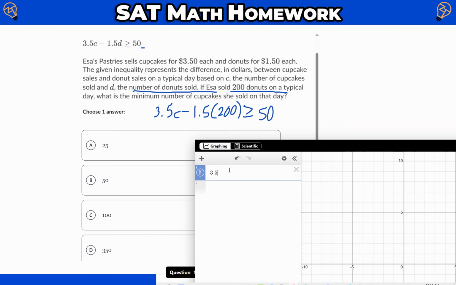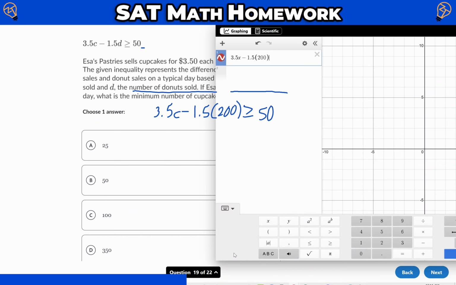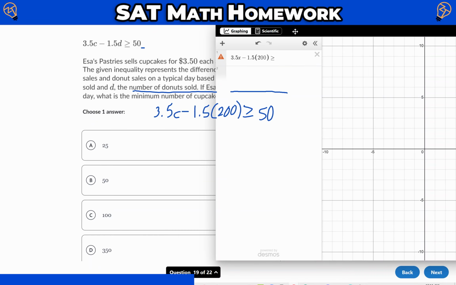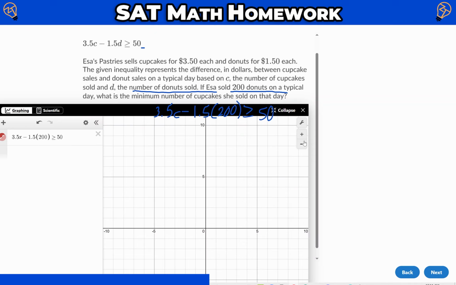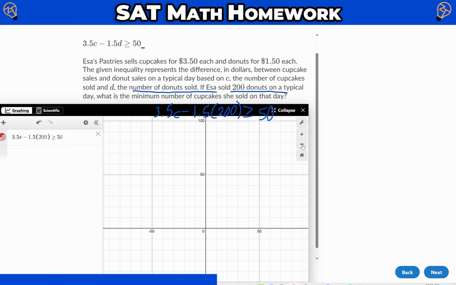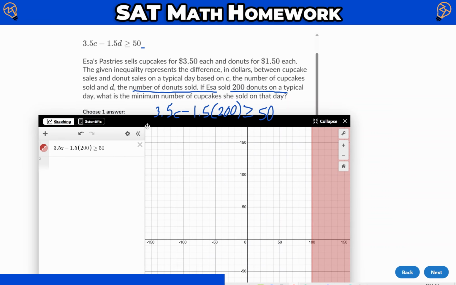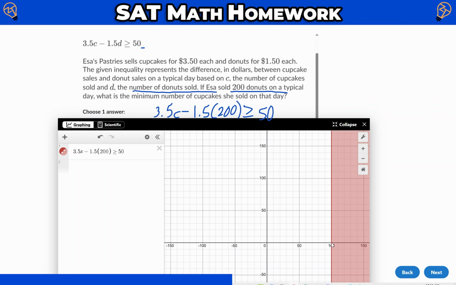Now, one slight variation is we need to use X instead of C, and then we'll type everything in here. And notice that greater than or equal to symbol is right here. You can click there, and then we'll type in the 50, and notice what happens. Let's zoom out so we can actually see this. And it gives us our solution as essentially what this is saying is X is 100 or greater, so greater than or equal to 100.